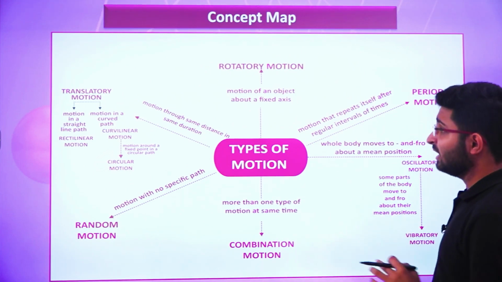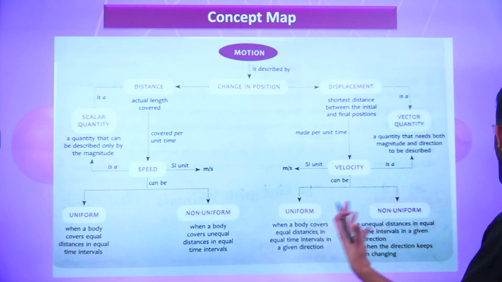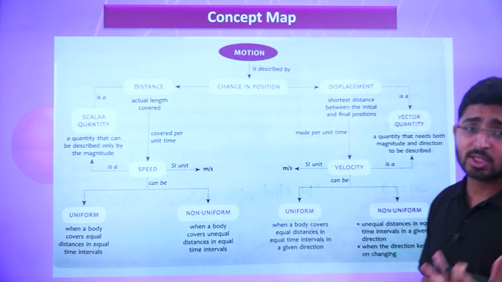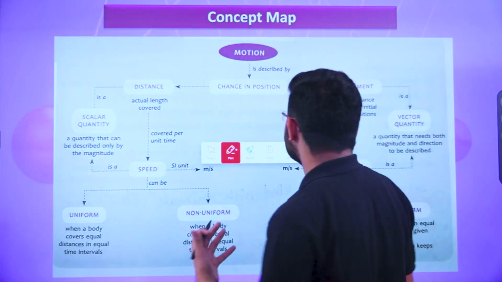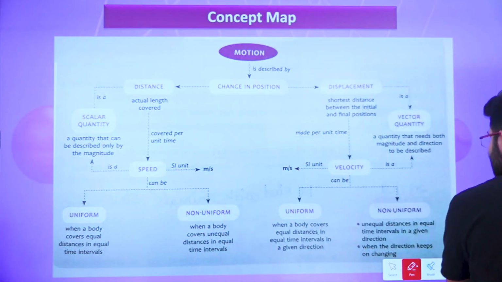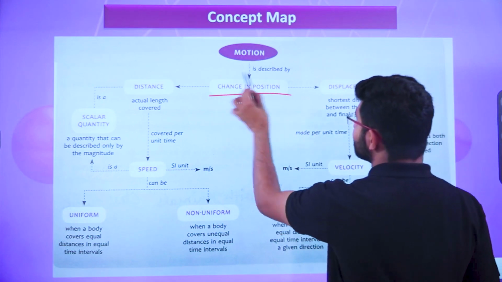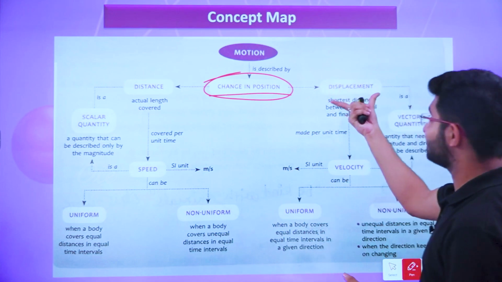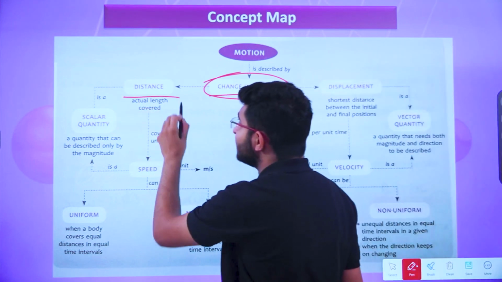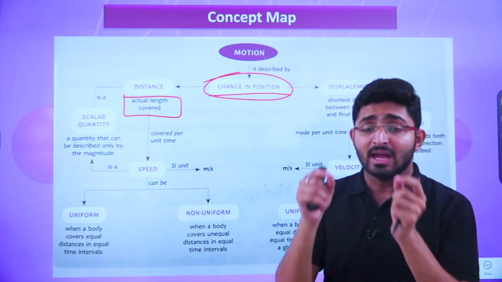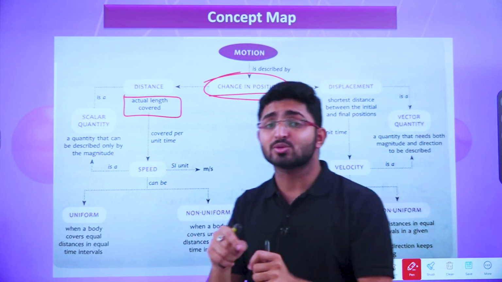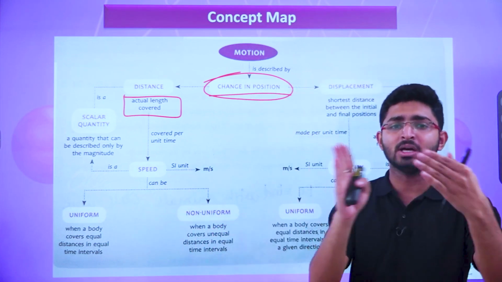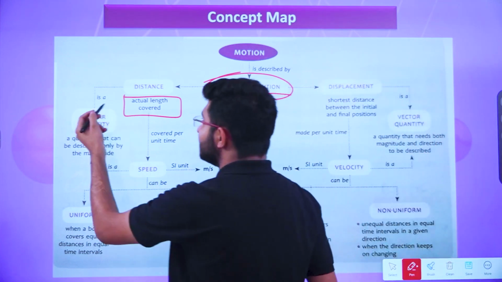Now moving ahead, we have the next concept map that we have studied in the two lectures, that is about speed and velocity. You can see here that motion is described as change in position firstly, right? So change in position can be of distance and of displacement, right? Distance is the actual length covered. We have studied what is distance. Distance is the actual path or actual length covered by an object from the initial to the final position, and it is a scalar quantity.